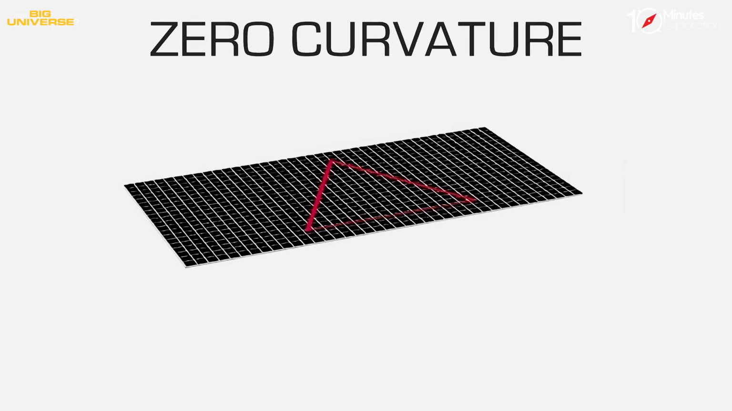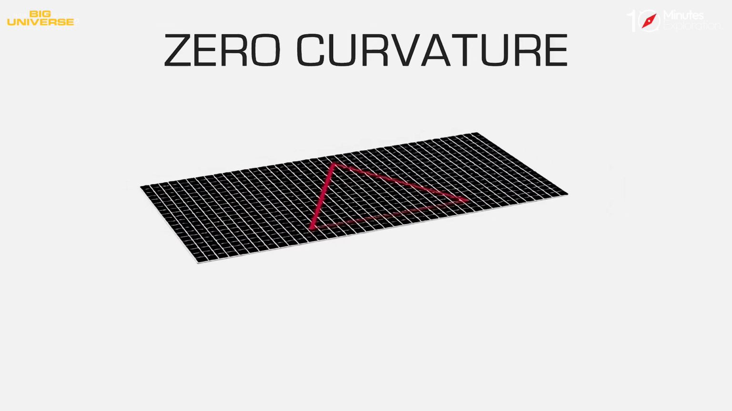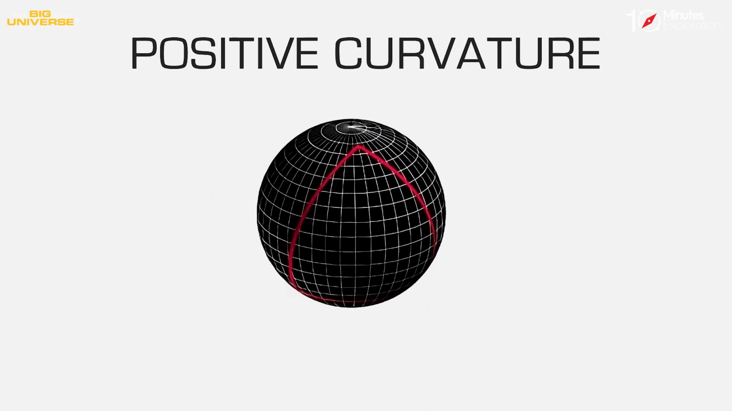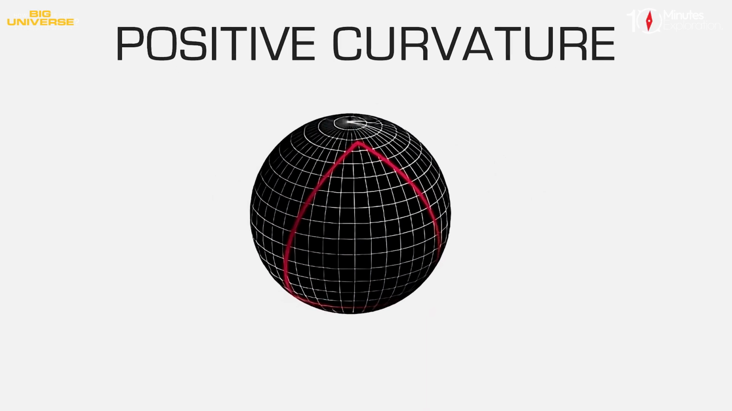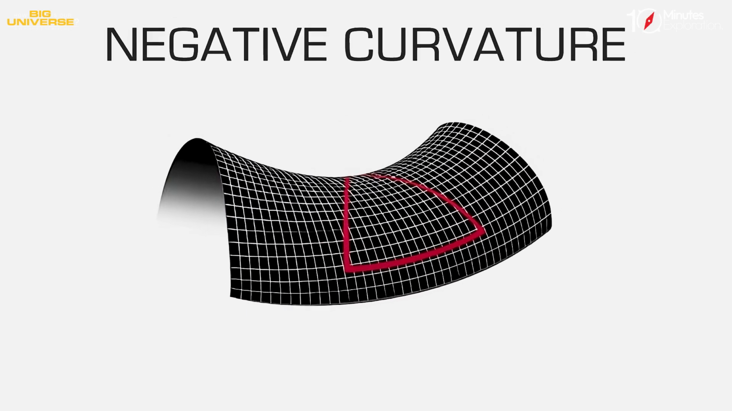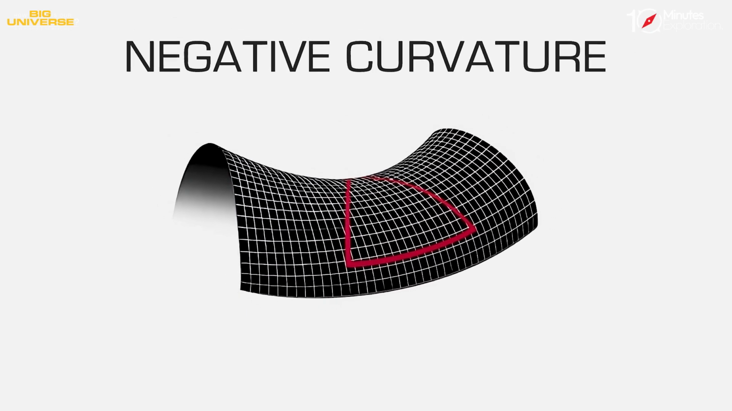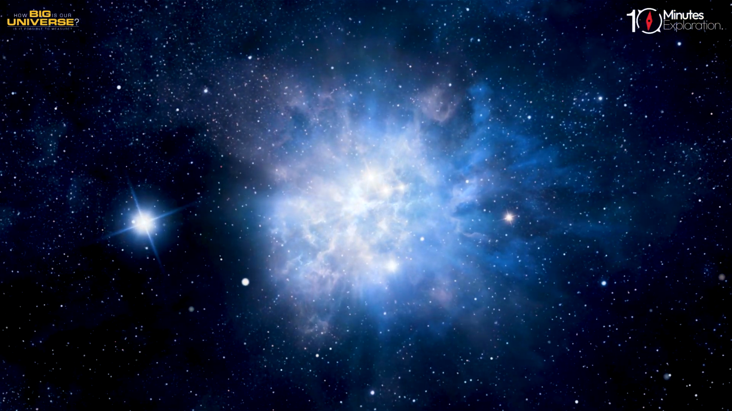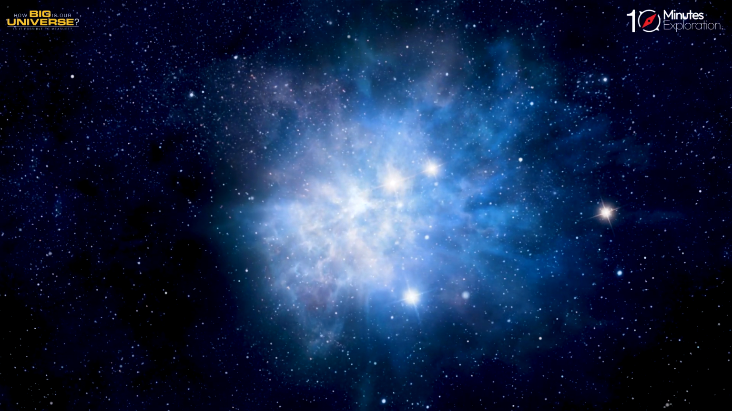A 0 curvature means that the universe is flat, like a sheet of paper. A positive curvature means that the universe is closed and spherical, like a ball. A negative curvature means that the universe is open and hyperbolic, like a saddle. The curvature of the universe is related to its density and expansion rate.